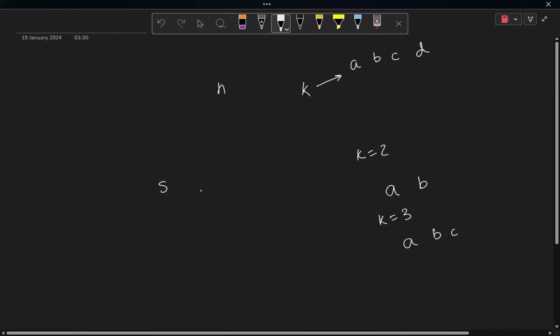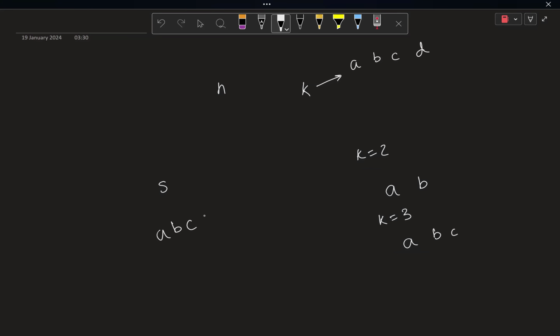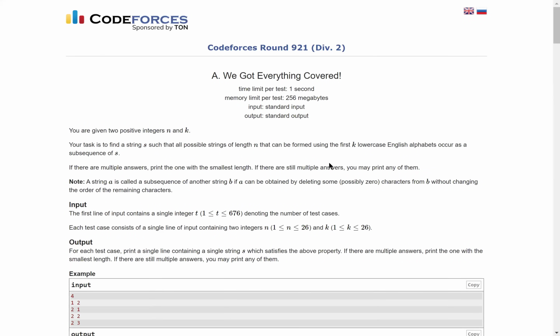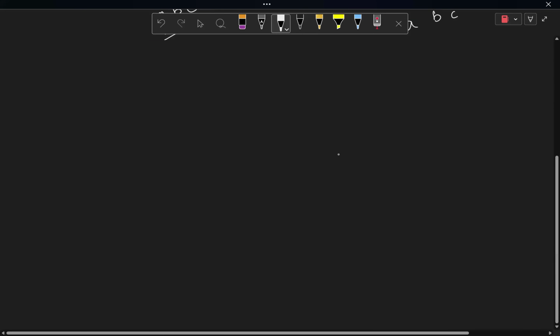We have to print a string s such that, let's say I print the string ABC, just this much, and n is equal to 1. So what should happen is all the strings for k equal to 3, all the strings which can be formed with the first three lowercase English alphabets, that is A, B, and C, all those strings of length 1 should come up as a subsequence inside this string s. That's what the problem says. Let us see this once more in a clearer way.